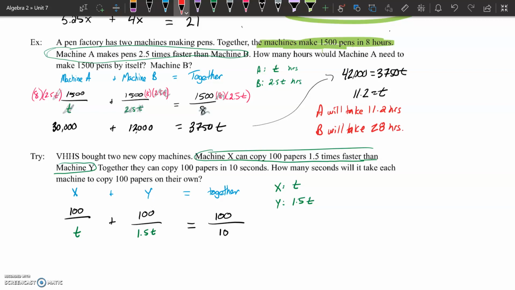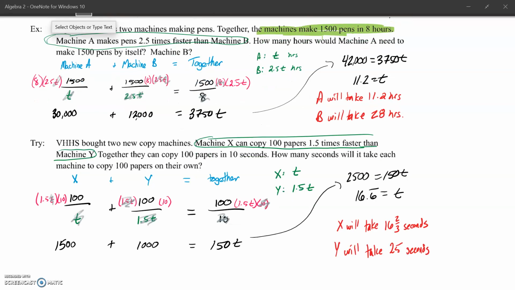Okay. Keep that in mind as you go ahead and pause to try that last problem on this page. For this try problem here, it should take machine X about 16.6 repeating, or 16 2/3 seconds, to make those 100 copies, and machine Y 25 seconds. Go ahead and check your work, make sure it all makes sense here. If you need to pause and go back and rewrite stuff, please do so.